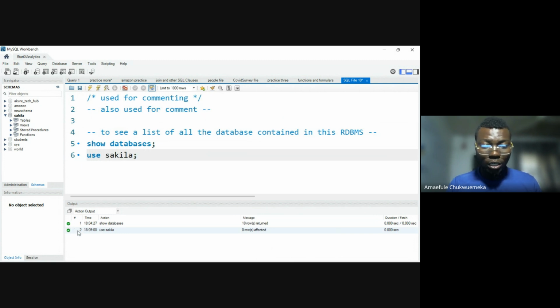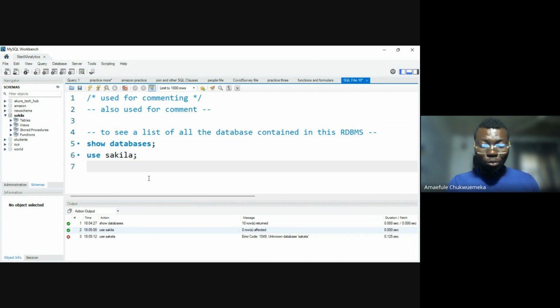My output is always ticking with green, which means that I'm correct. At any point I'm wrong, this will flag an error. Say for example I change this to E and I run this, it gives me an error. It means it doesn't understand that. So I'll just return it back to what it was before. Now take note of my schema: Sakila has been bolded because I'm currently on the Sakila database.